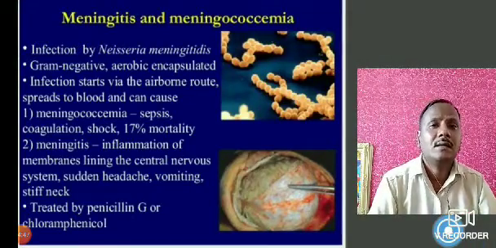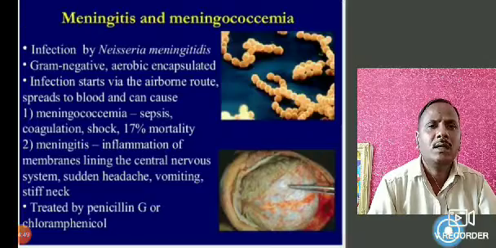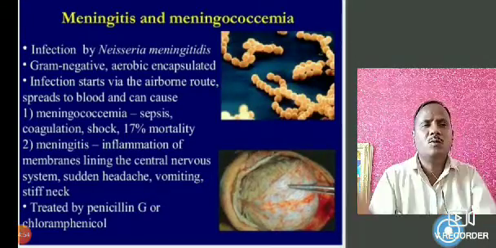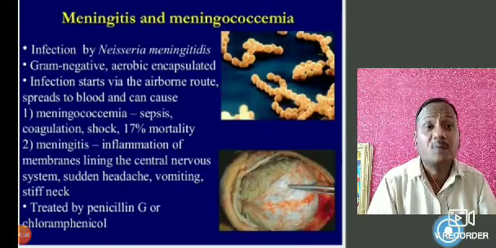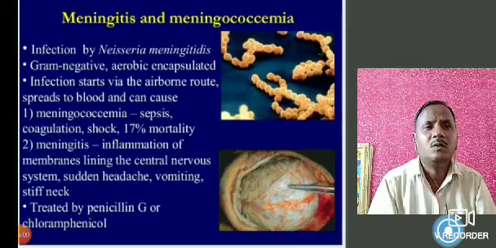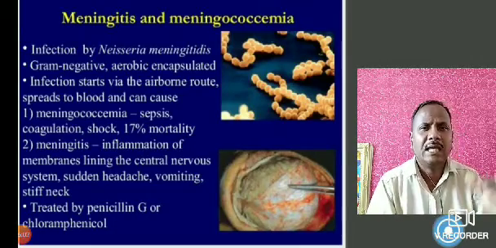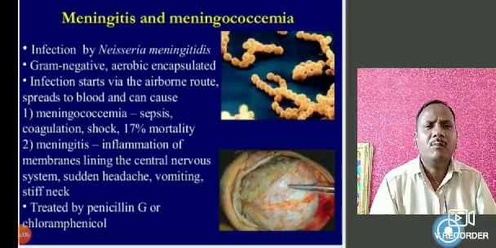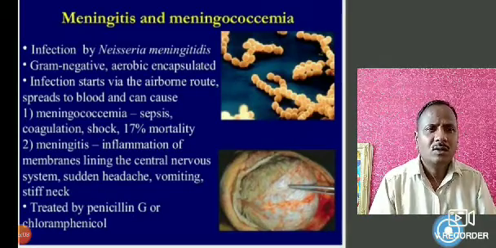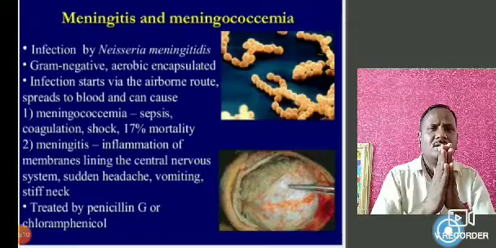It is gram negative, aerobic, and encapsulated. Encapsulated means the outermost layer of the bacteria is a capsule, which is toxic in nature. That's why it is encapsulated. The infection starts via the airborne route. How is this a disease caused by airborne microorganisms?